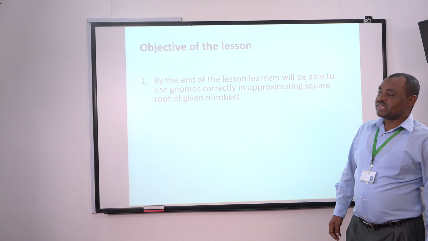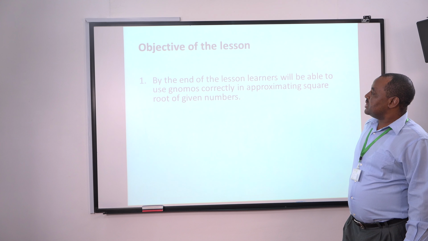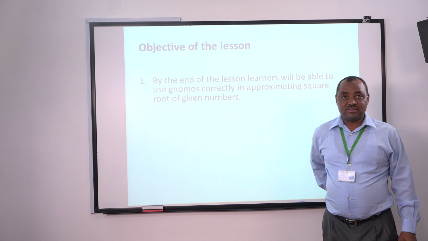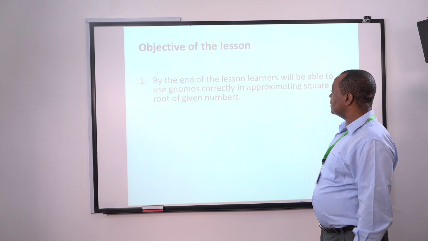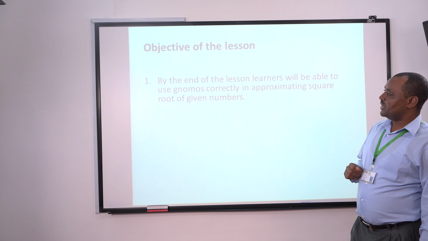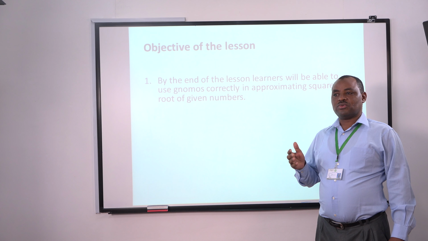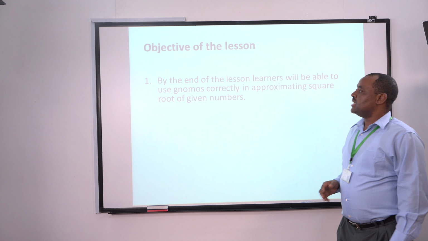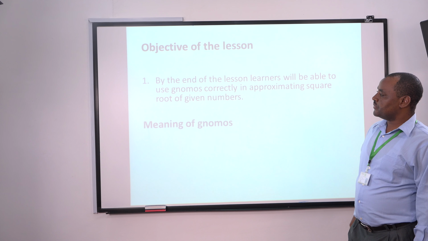We have only one objective: that by the end of the lesson, we expect the learners to know how to use Gnomons correctly to approximate the square root of a number. There are a number of ways of finding the square root of a number, but this one is what we discuss today.